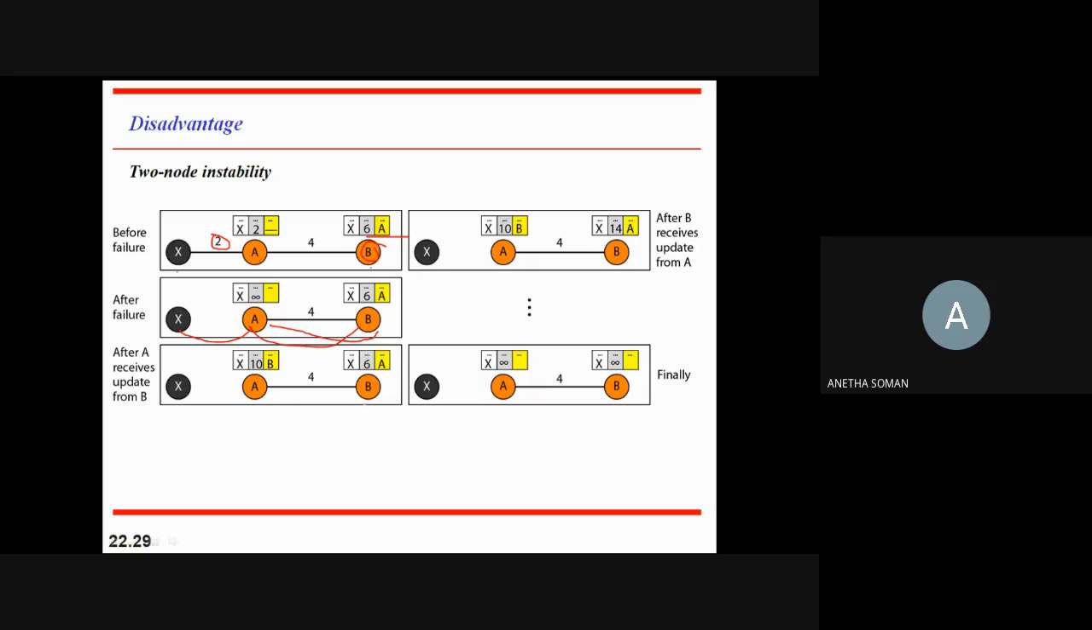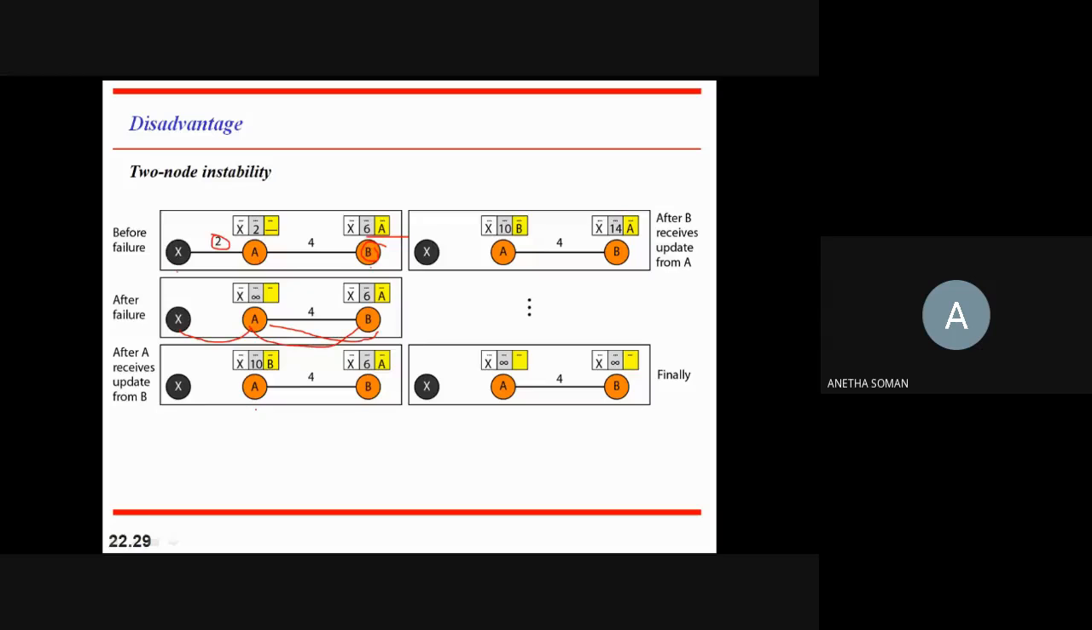Okay. So A is not sending its table to B, but before that B has sent its table to node A. So A is thinking that there is some way for B to reach X. So what will A be doing? A will be updating its routing table. So A thinks that it can reach X through B with a distance of 10.